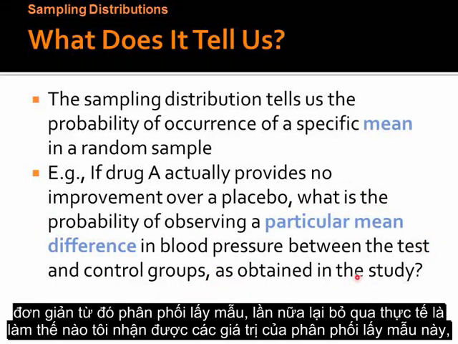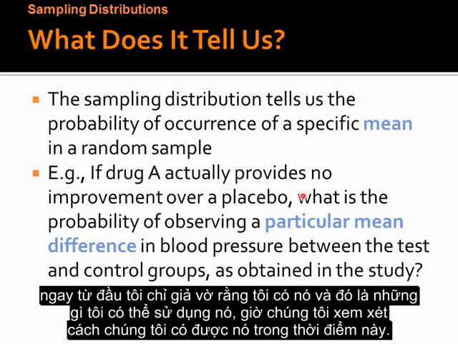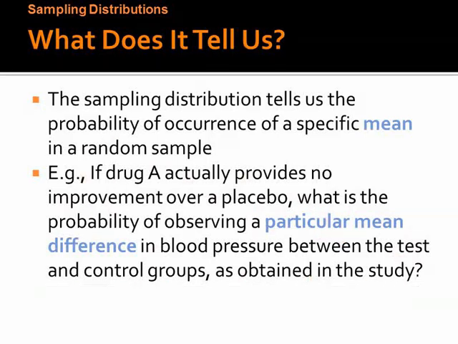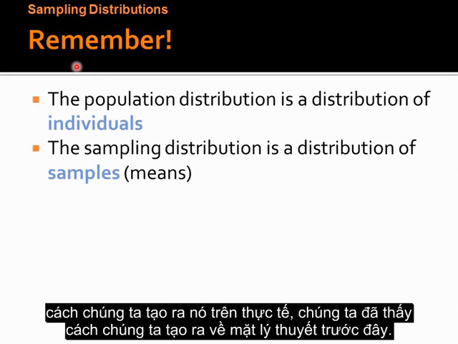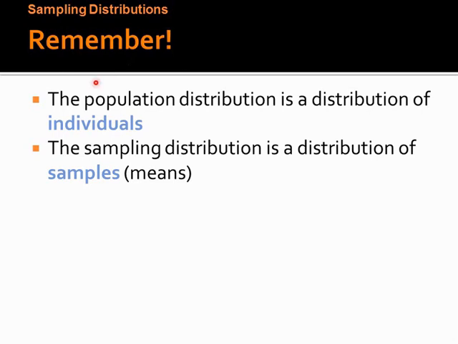Again, ignore the fact of how I got the values of this sampling distribution in the first place. Let's just pretend that I do have it, and that's what I could use it for. We'll look at how we get it in a moment. Now, one last reminder before we continue on to talk about how we practically generate this sampling distribution. We saw how we theoretically generated it previously.